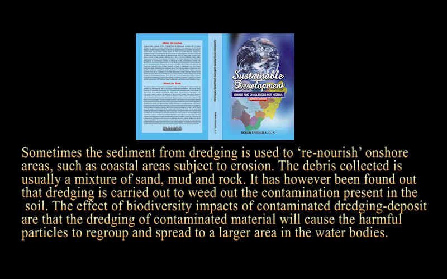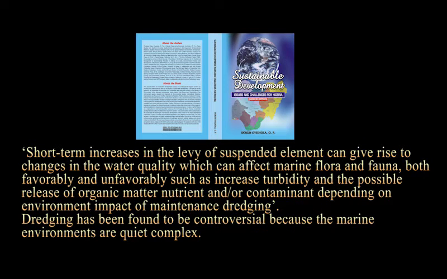The effect on biodiversity of contaminated dredging deposit is that the dredging of contaminated material will cause the harmful particles to regroup and spread to a larger area in the water bodies. Short-term increases in the level of suspended elements can give rise to changes in the water quality which can affect marine flora and fauna, both favorably and unfavorably, such as increased turbidity and the possible release of organic matter, nutrients and/or contaminants, depending on the environmental impact of maintenance dredging.